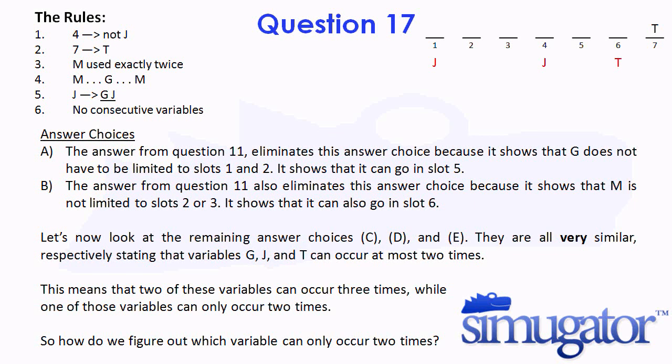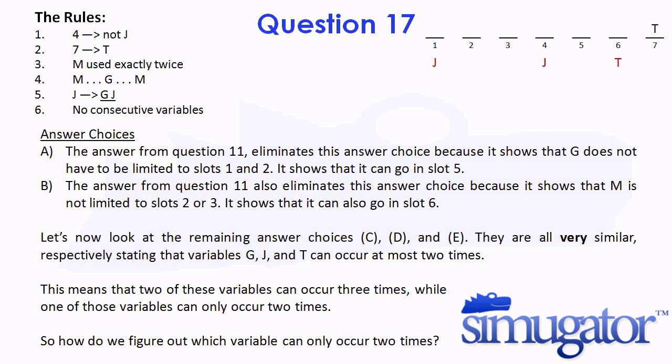The answer from question 11 actually eliminates A, because it shows that G does not have to be limited to slots 1 and 2. It can also go in slot 5. The answer from question 11 also eliminates answer choice B, because it shows that M is not limited to slots 2 or 3. It shows that it can also go in slot 6. So now let's look at the remaining answer choices, C, D, and E.